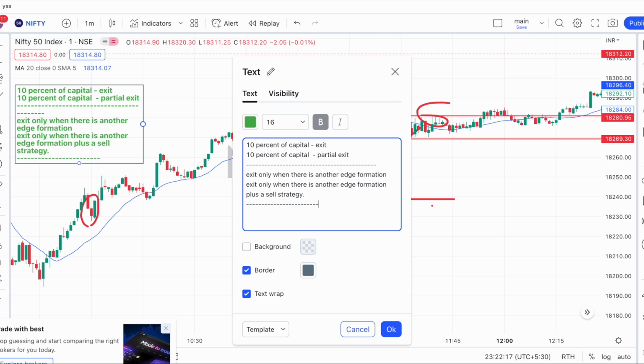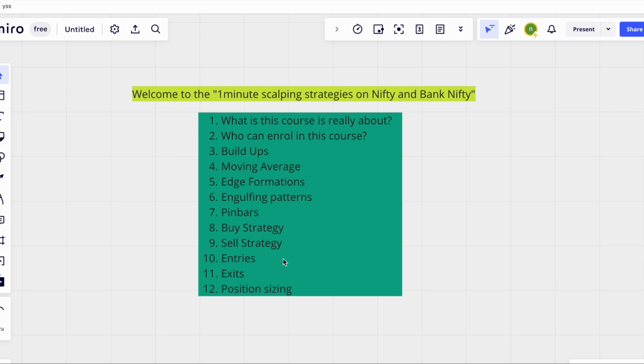This takes time and experience, but this is a very good strategy to count on, and you can maximize maximum profits with this particular strategy. Okay, so these are the 2 points that you can remember for exits. In the next lecture, we're going to discuss on position sizing.